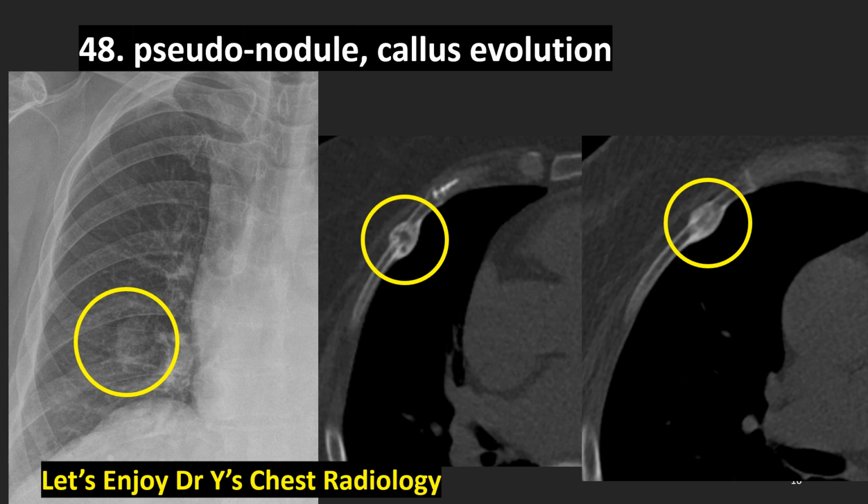The left frontal radiograph makes us suspect a lung nodule or lung pseudonodule. The left side axial CT shows us the callus formation of early stage, and on the right side, the callus formation is more progressed and beautifully progressed to healing stage.